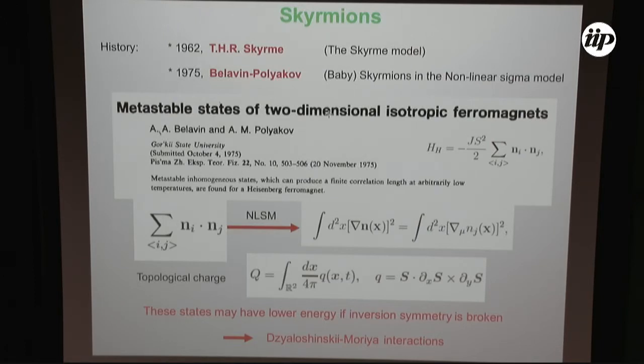And of course, in the case of a pure ferromagnet, these skyrmions are metastable states, but we will see more complicated models where these guys could appear. In particular, if you have Dzyaloshinskii-Moriya interactions that could be present if inversion symmetry is broken, and then these excitations or quasi-particles, defects, however you want to call them, could be part of the ground state.